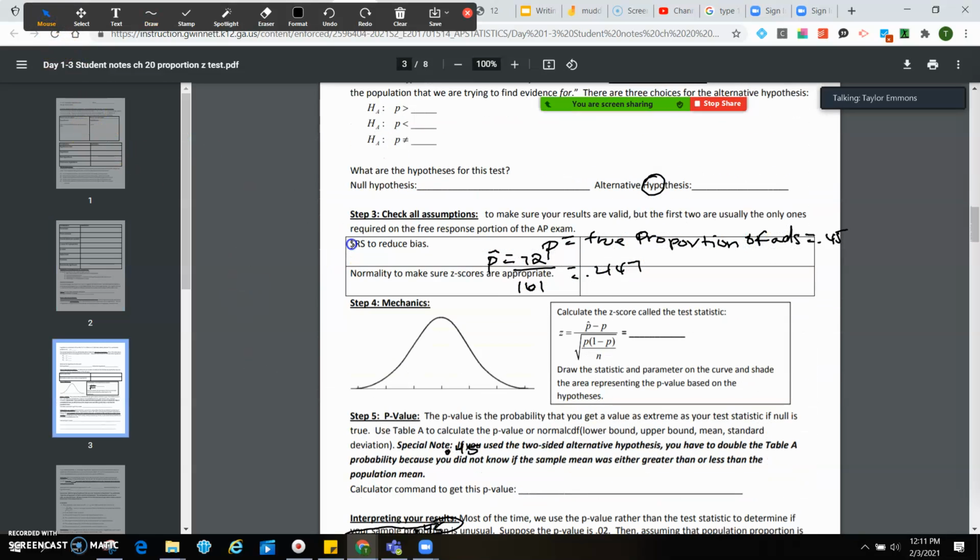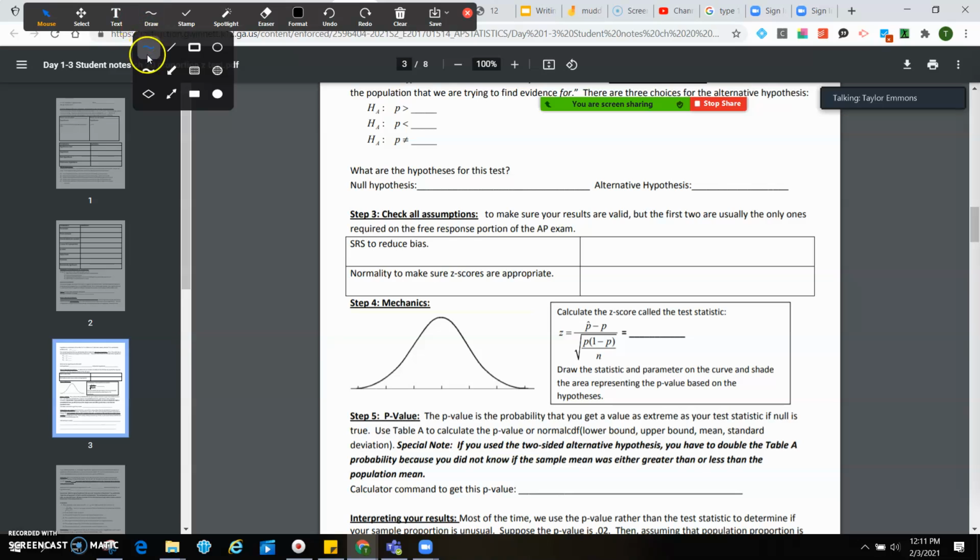All right, so coming down here, it says, what are the hypotheses for this test? So the null hypothesis is that p equals 0.45. The alternative is that p does not equal 0.45, right? Now, we need to check all assumptions.